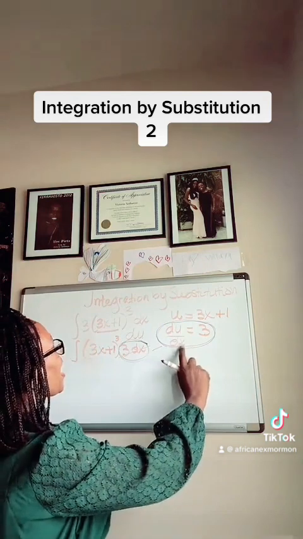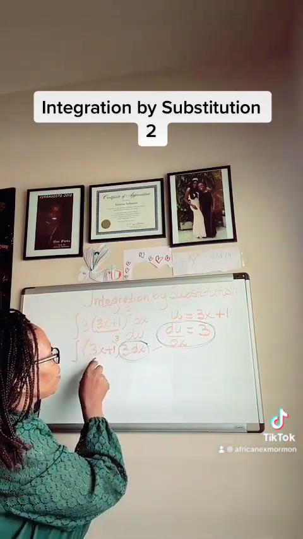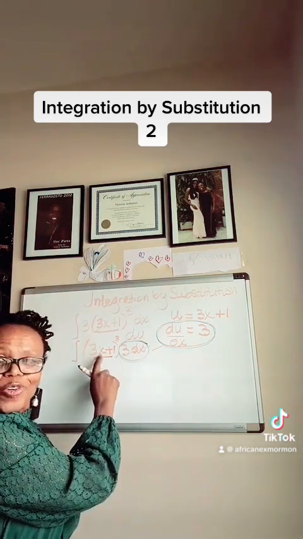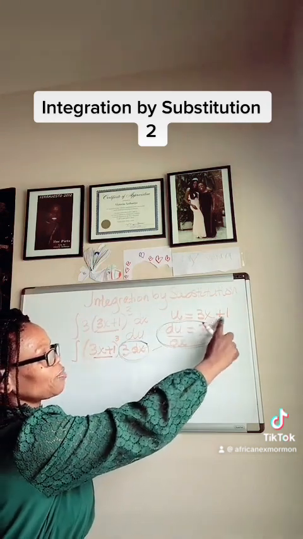All right, now, what else do we know? And how would we replace this portion? How would you replace the 3x plus 1? We let u equal 3x plus 1.